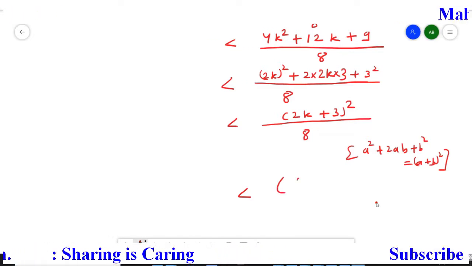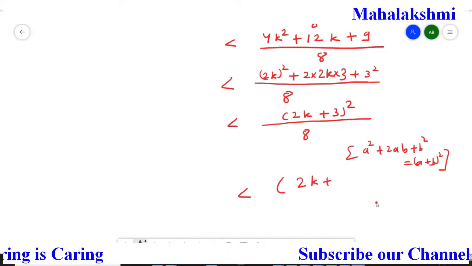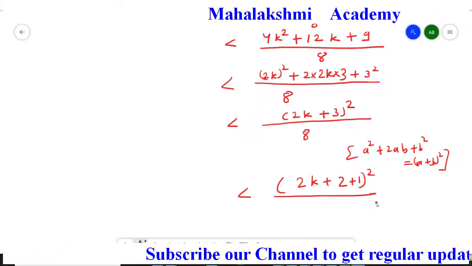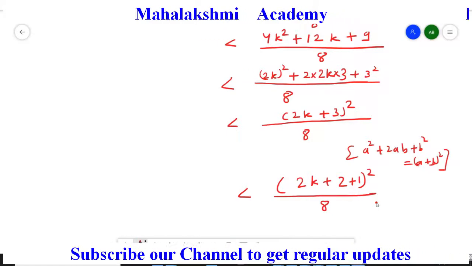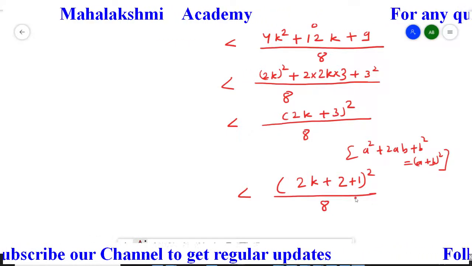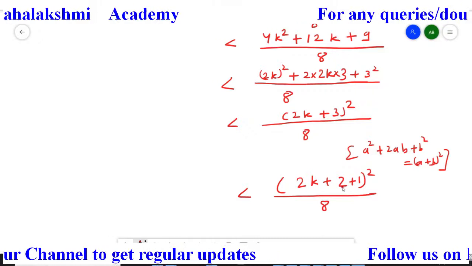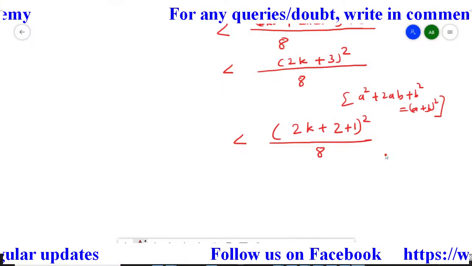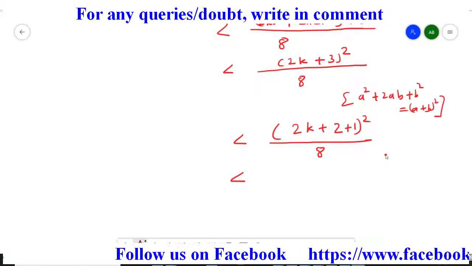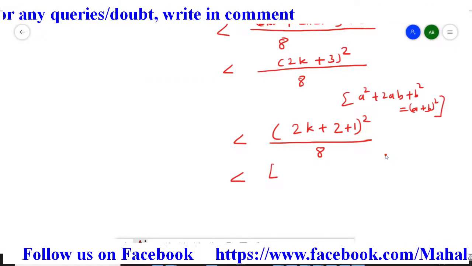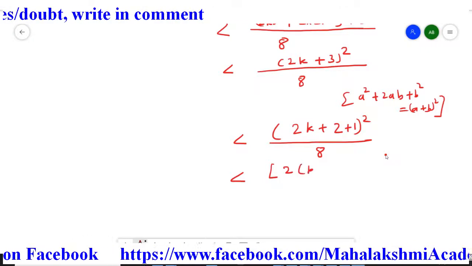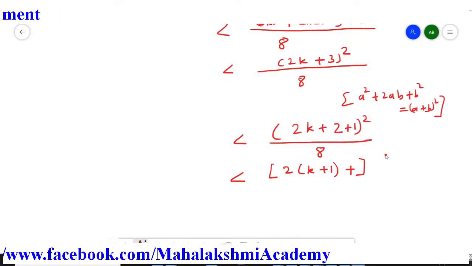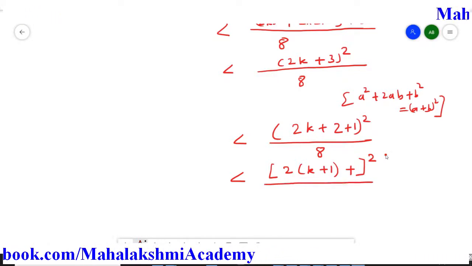This I am going to write as (2k plus 3), I am going to write as (2k plus 2 plus 1) square divided by 8. And so what I have done here, this 3 I wrote as 2 plus 1. Now why I wrote, I will tell you just now, for a minute. Let me solve one more step then. Now first I change the small bracket to a big bracket, 2 I am taking common, so we will get here k plus 1, big bracket close whole square divided by 8.